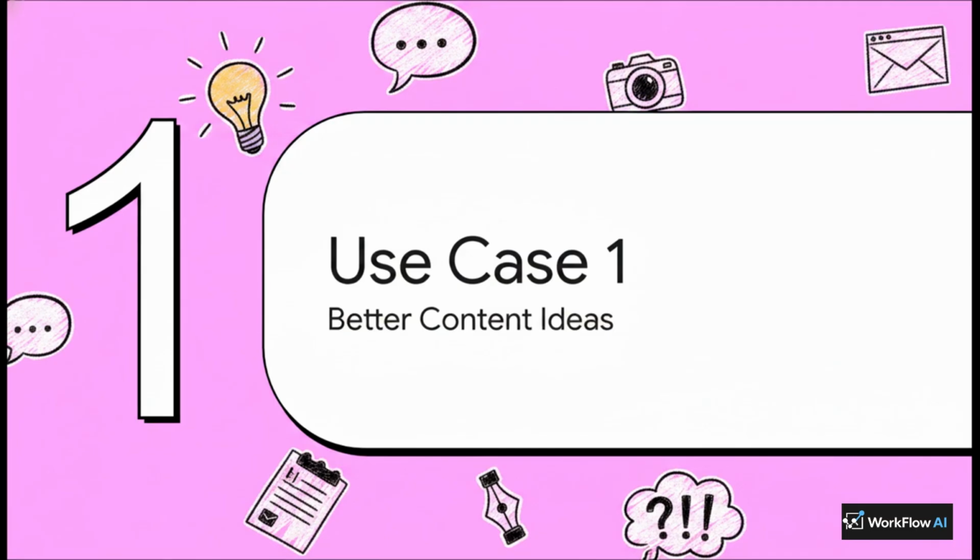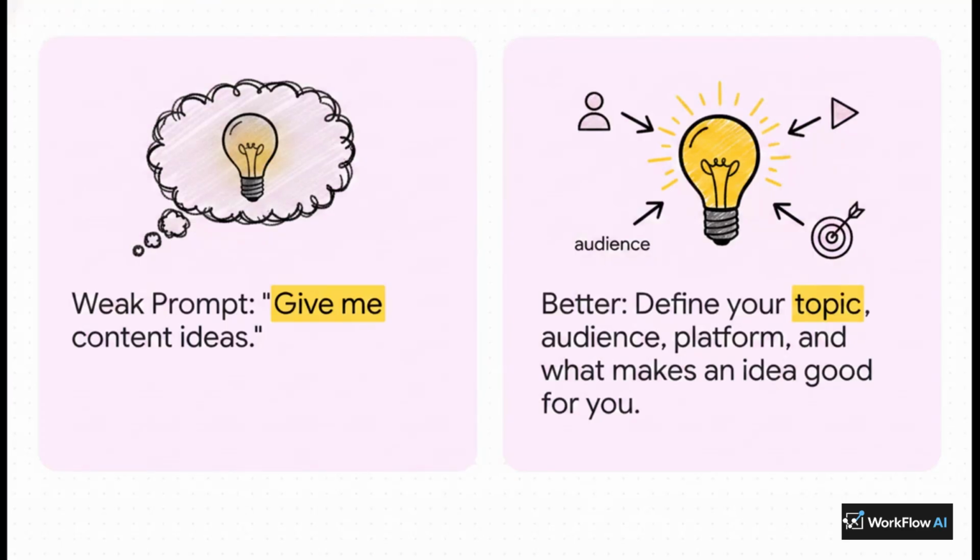Our very first use case is all about using this thing to come up with better content ideas right from the get-go. This slide says it all. Look at the difference here. On the left, a super vague prompt like, give me content ideas, is going to get you, well, generic ideas. But look at the prompt on the right. It is packed with details. It tells the AI the platform is YouTube, the audience is beginners, the topic is ChatGPT for work, and the goal is to get practical, searchable ideas. That level of detail is the secret sauce.